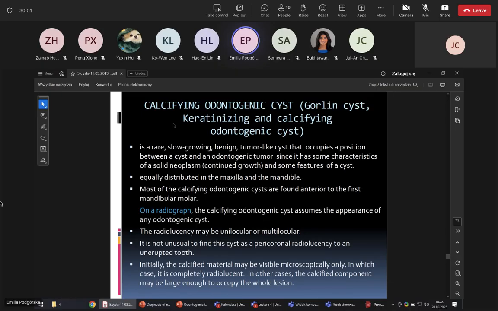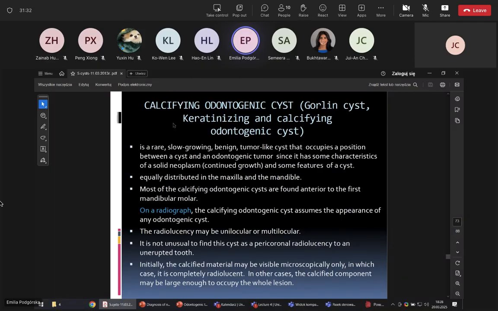Calcifying odontogenic cyst is a rare, slow-growing, benign tumor-like cyst that occupies a position between a cyst and an odontogenic tumor, since it has some characteristics of a solid neoplasm, continued growth, and some features of the cyst. Equally distributed in the maxilla and the mandible, most calcifying odontogenic cysts are found anterior to the first mandibular molar. On a radiograph, the calcifying odontogenic cyst assumes the appearance of any odontogenic cyst.